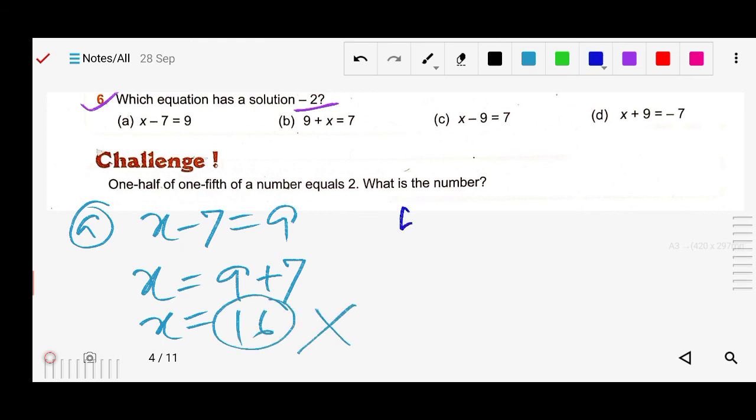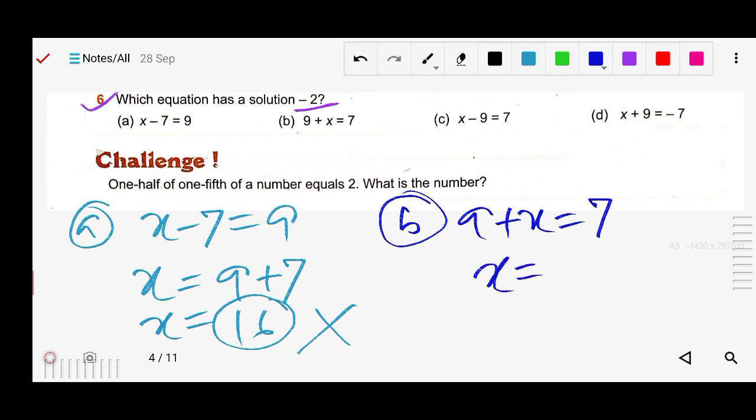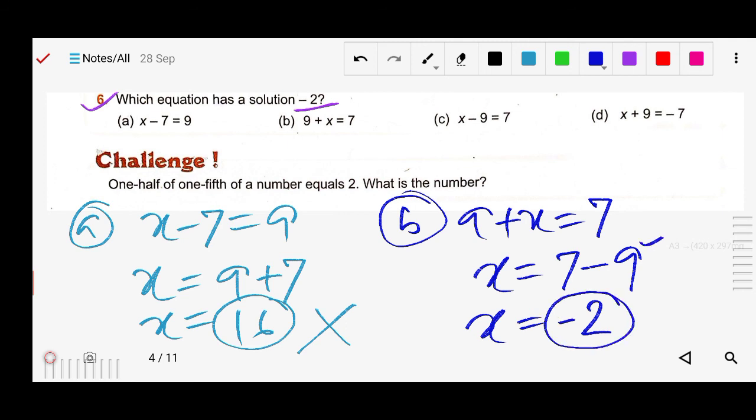Now next, b: 9 plus x equals 7. So x will equal, this 9 will move to that side, so now x equals plus 7 and minus 9. Plus and minus, so we will subtract. Now which is the bigger number? 9. Before that is the minus sign, so minus 9. So x equals minus 2. Here it is correct. You can also check for C and D.